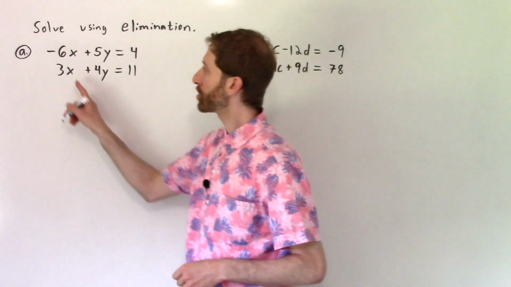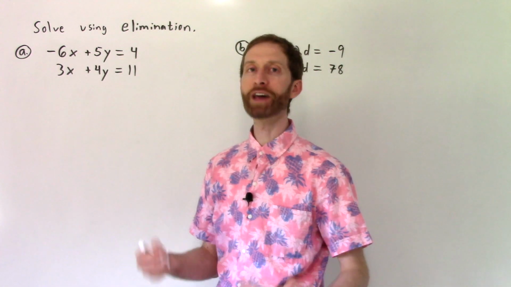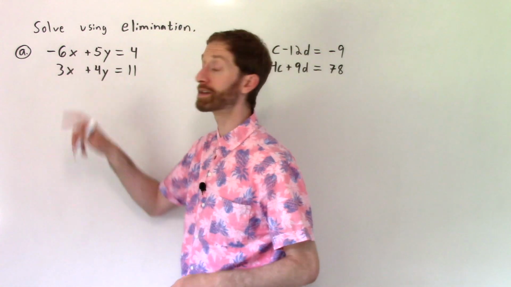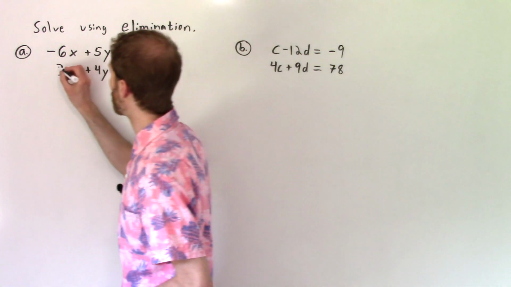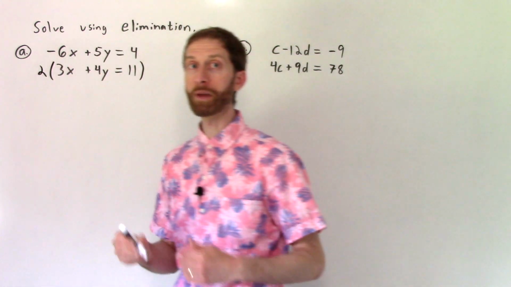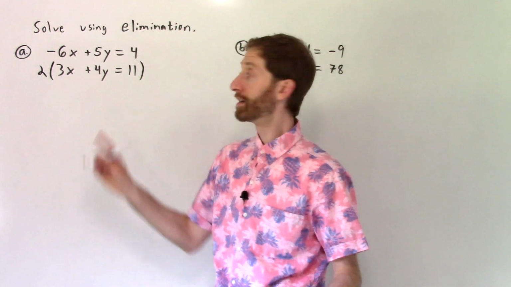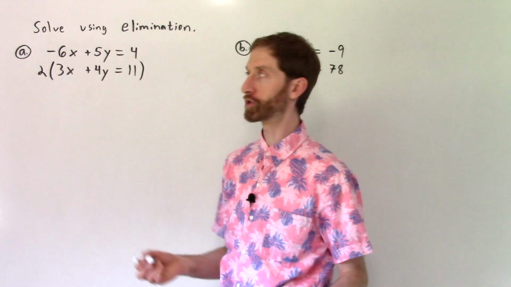But if I could multiply 3 by 2, we would get 6x. So that's what I'm going to do because that will make these the same exact value. So I will multiply the entire equation by 2 so that the equation remains the same equation. Otherwise, if you only multiply this by 2, you're changing the line that this equation represents, and you're also changing the equation.